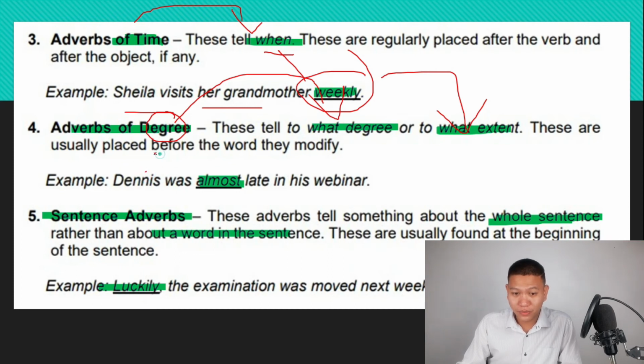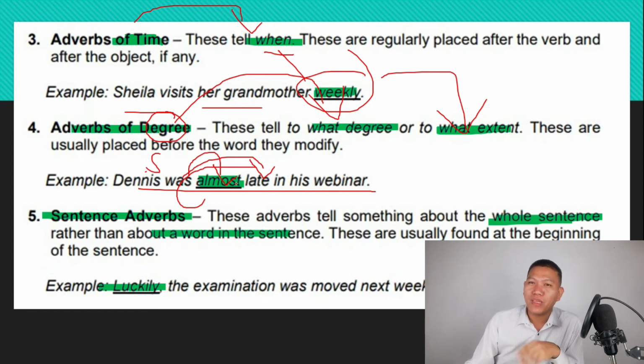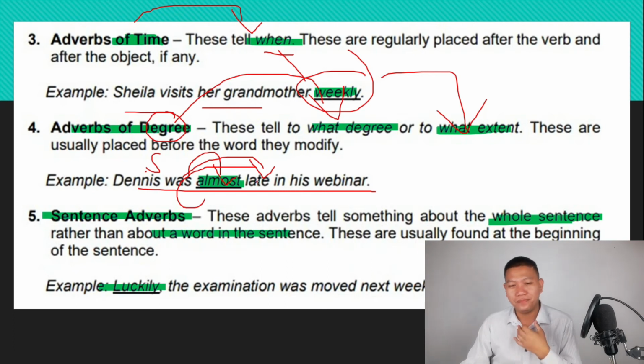Dennis is the subject. Dennis was late in his webinar. Dennis was late. To what extent? To what degree? Almost late. He was almost late. Not really late, just almost late. Maybe if the time is 10 a.m., he arrived at 9:59 a.m. So almost late.